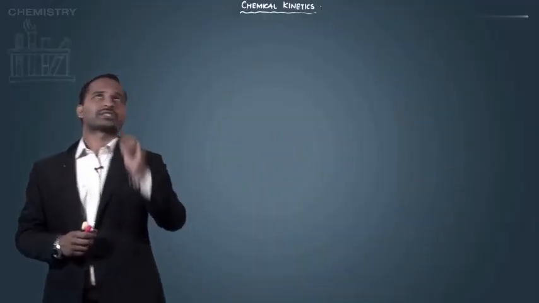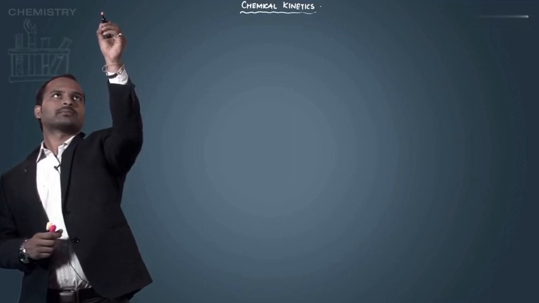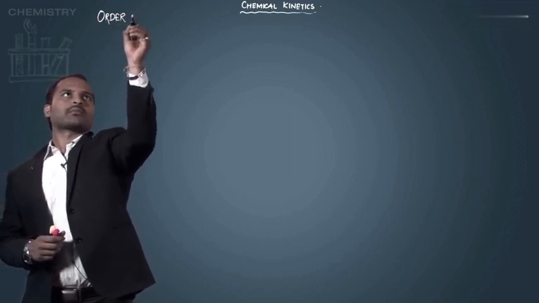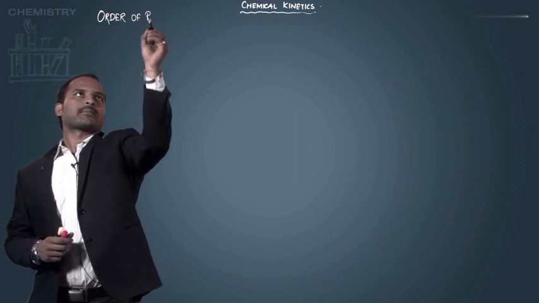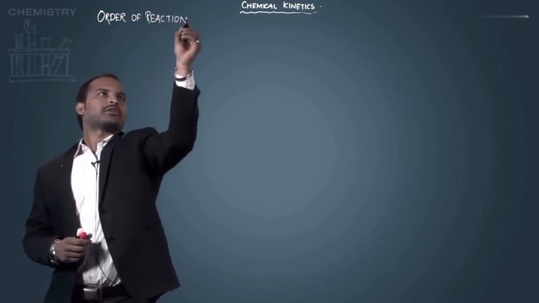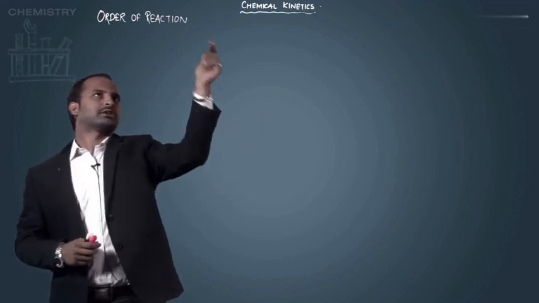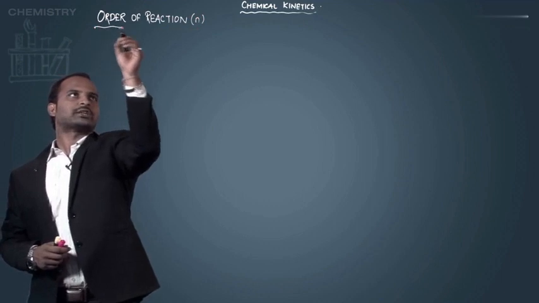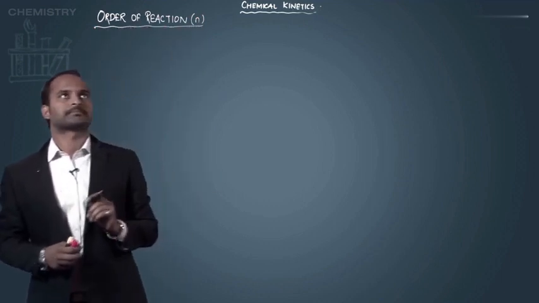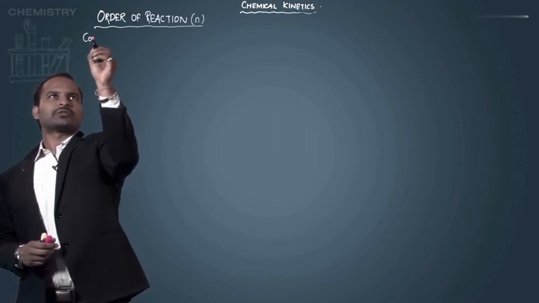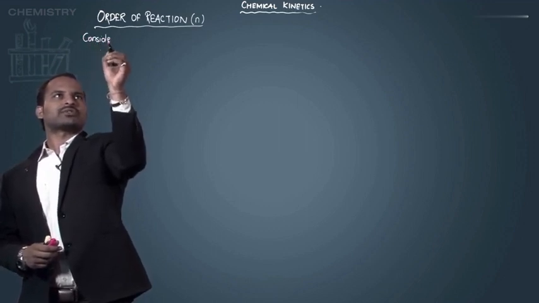After rate law, the next topic is the order of reaction. We did the same thing while writing the rate constant unit. It is represented by the small letter n. Before defining the order of reaction, let's talk about something. Suppose we have this reaction.